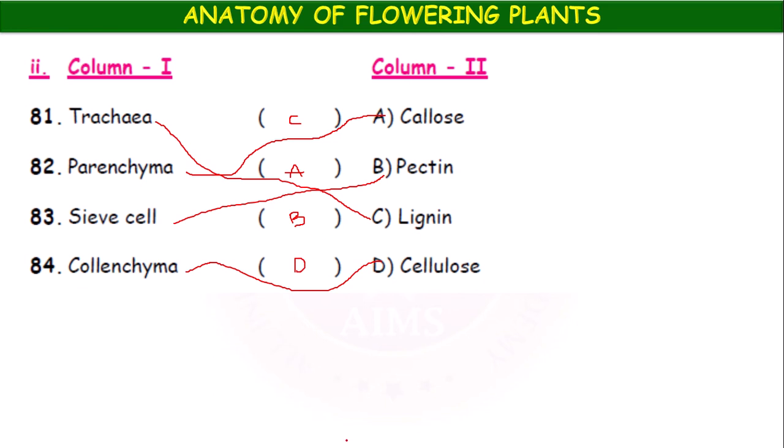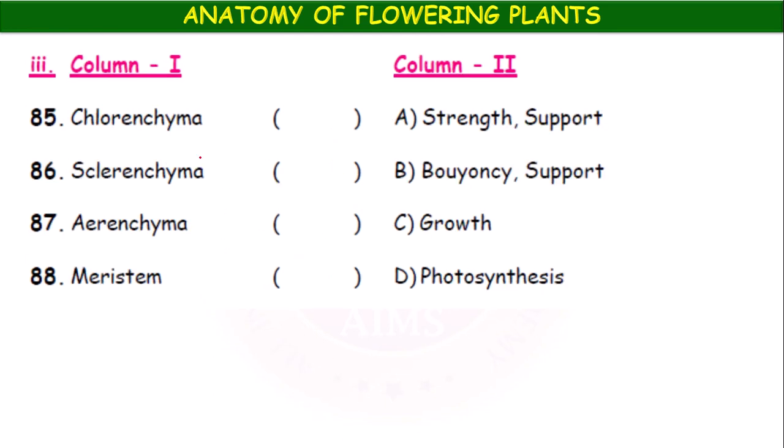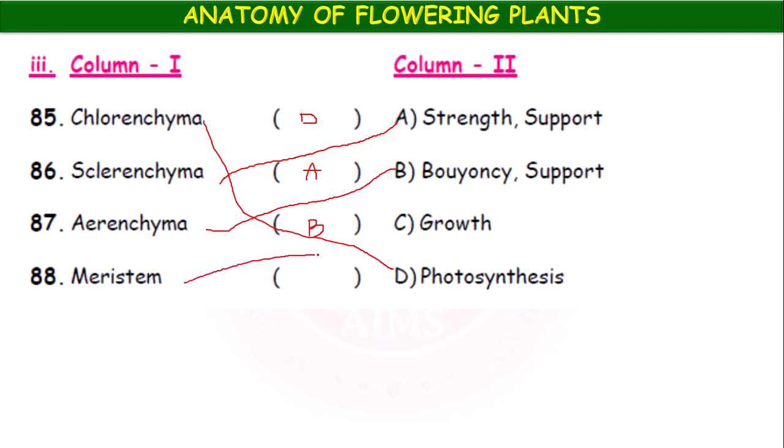Next, collenchyma, what is the function? It is involved in photosynthesis. Sclerenchyma, what is the function of sclerenchyma? It gives strength and support. Aerenchyma helps in buoyancy and support. Meristem helps in growth.